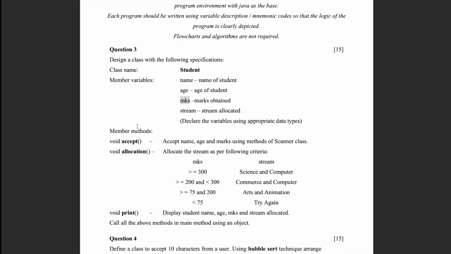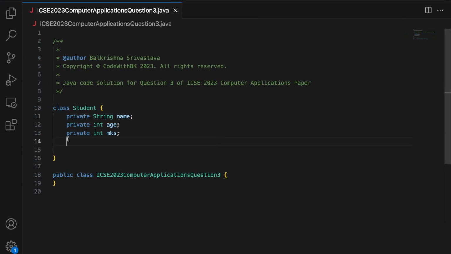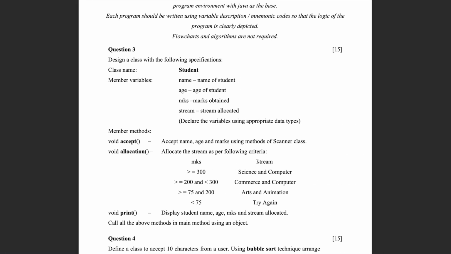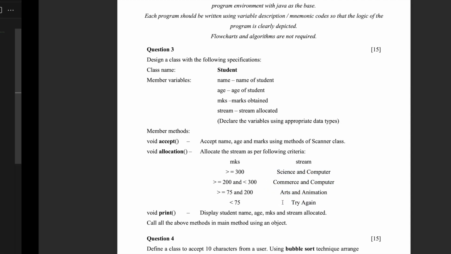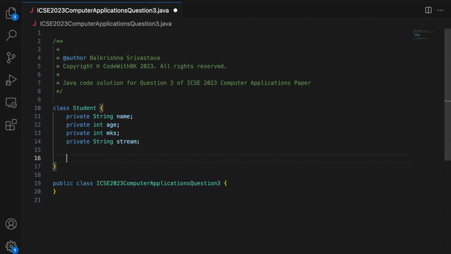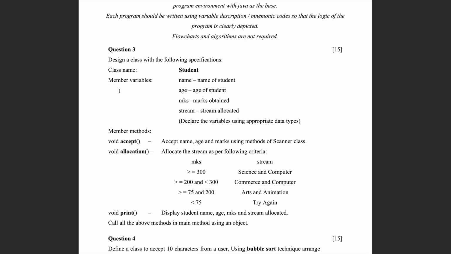Then you have stream, which is going to be a string. And why string? Because if you read the entire question, the streams to be allocated are these four possible streams, so these are strings. So my data members are done. And if you read the entire description of this class, there is no constructor mentioned. So if you don't write a constructor, you don't lose marks.